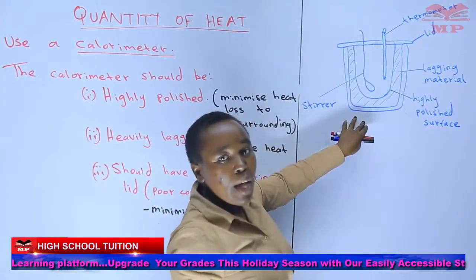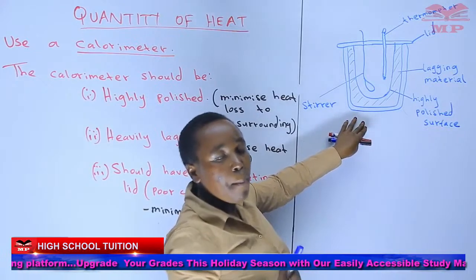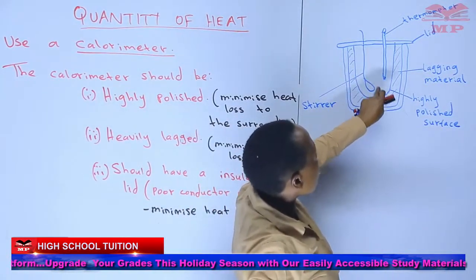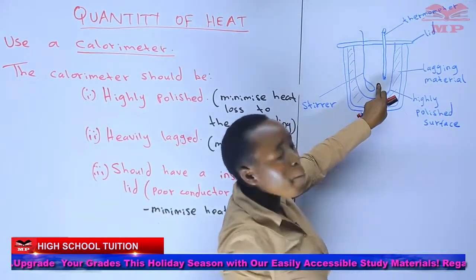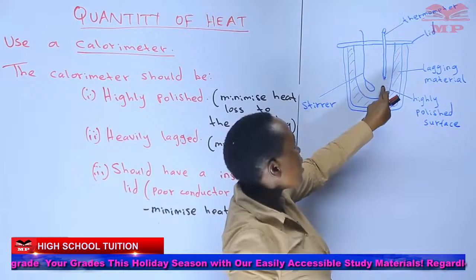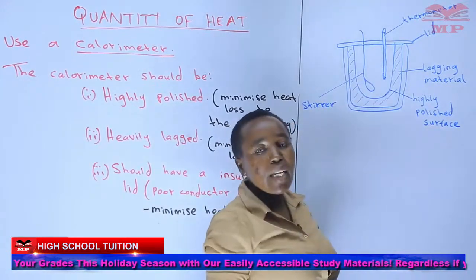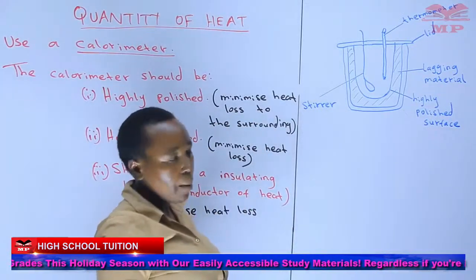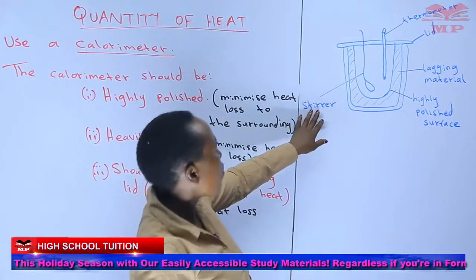So for example, if we want to determine the specific heat capacity, let's say of a metal block, and maybe in the calorimeter there is water here, then we just come and drop the metal block inside this part here. This is our calorimeter, and we'll be explaining how we use it to determine the specific heat capacity. So I want you to note that that's the calorimeter.